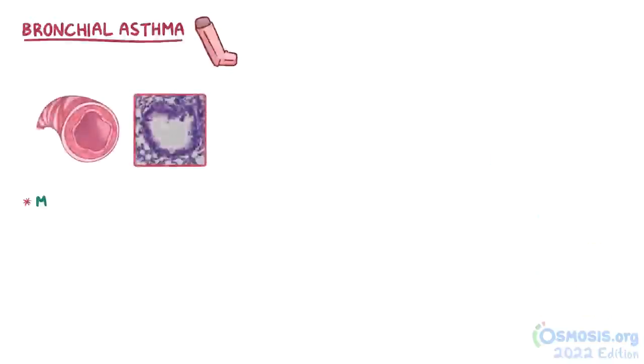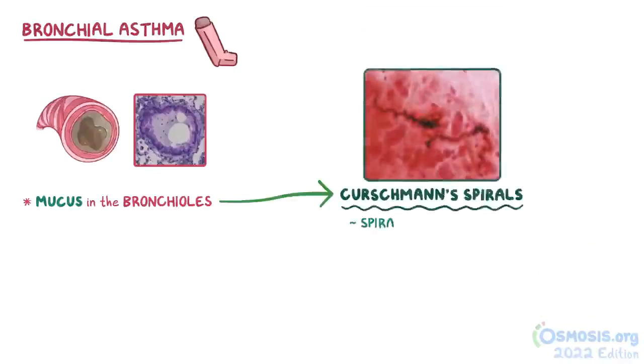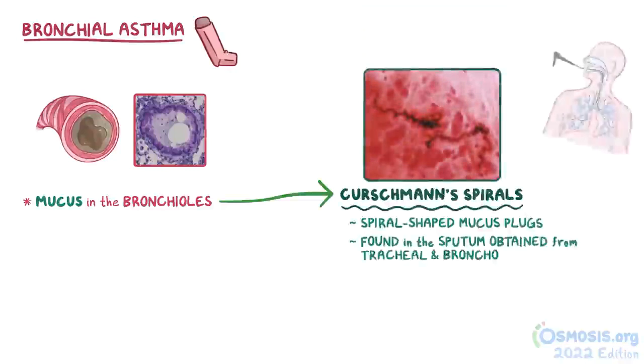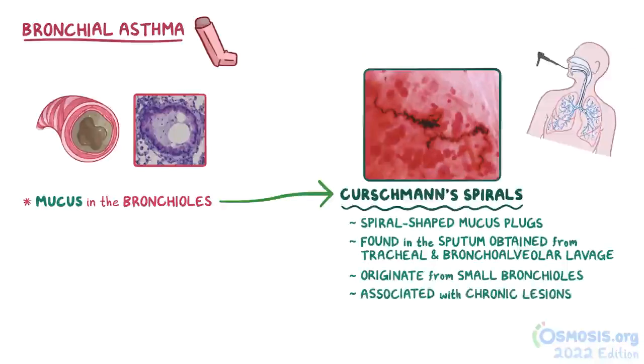If a patient has bronchial asthma, there'll be histological changes to the bronchioles. Mucus can sometimes be found in the lumen of the bronchioles, which can lead to the formation of Kirschmann spirals, which are spiral-shaped mucus plugs that can be found in the sputum obtained from a tracheal and bronchoalveolar lavage. They originate from small bronchioles and are associated with chronic lesions that produce excessive mucus.